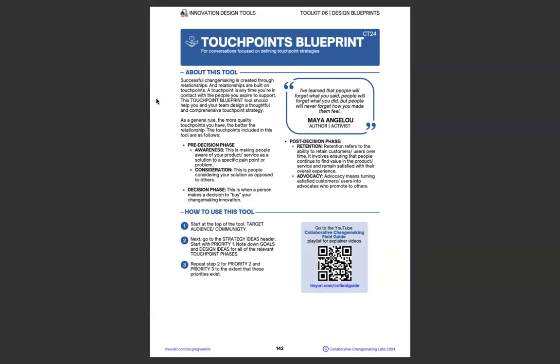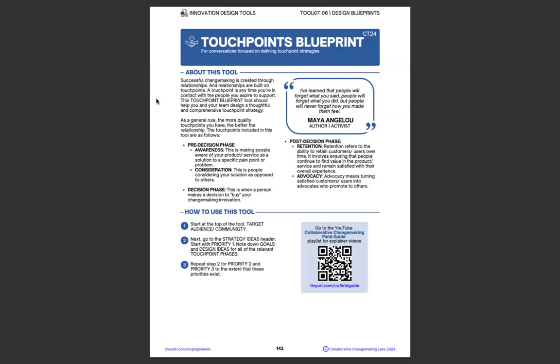So first you have the pre-decision phase, before somebody decides if they're going to want to get access to, take advantage of, adopt, use, what have you, what you have to offer. Within the pre-decision phase, you have awareness. This is making people aware of your product or service or program as a solution to a specific pain point or problem. So first awareness comes, then comes consideration. This is people considering your solution as opposed to others.